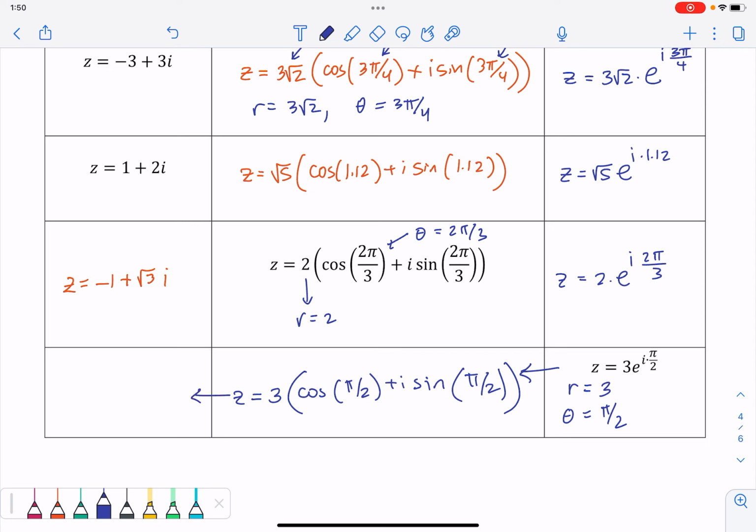Okay, but then to go to the rectangular form, we definitely want to evaluate it. So this would give me 3 times cosine of pi over 2, let's see, that's 0, plus i sine of pi over 2 is 1. Multiplying that in, we get 0 plus 3i, or just 3i.